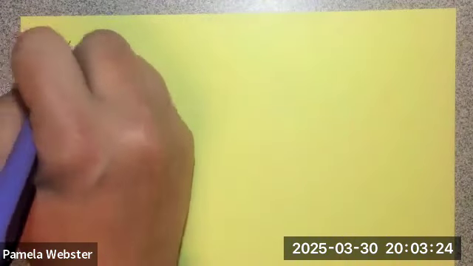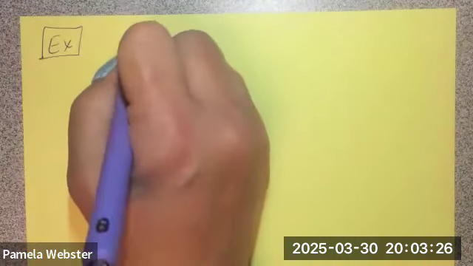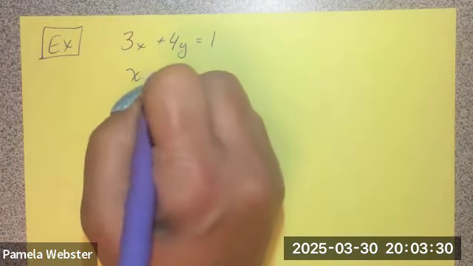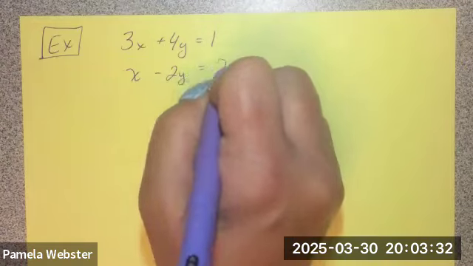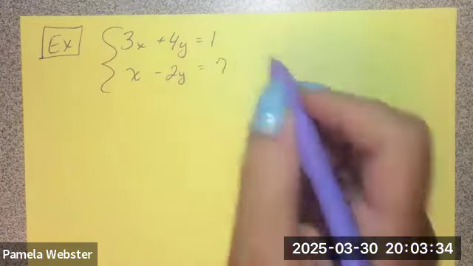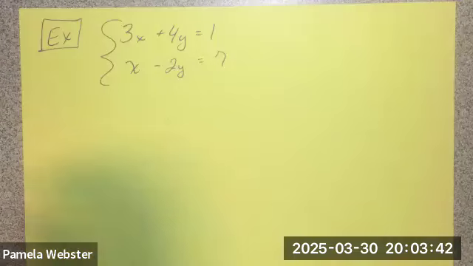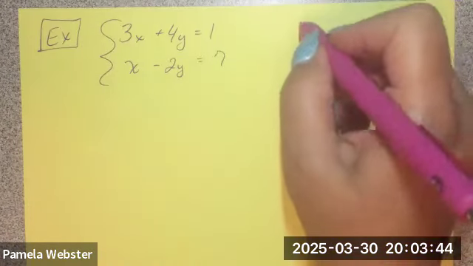All right. So let's go back to this example. 3x plus 4y equals 1. x minus 2y equals 7. Okay, that was my system. Go ahead and write your augmented matrix just the way we had it. We've already done this, so you should be able to do it pretty easily.